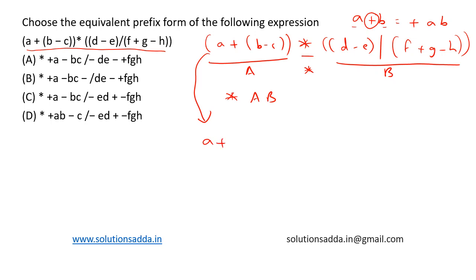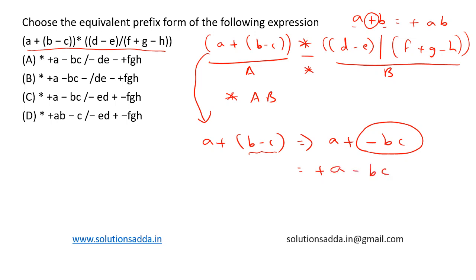Now let's consider the prefix for this A. So it will be A plus B minus C. Since this is having higher precedence, first we find the prefix of this. So we have A plus minus B C. This is a single term. Now the prefix of this would be plus A minus B C. This would be the A term. So initially it would be star A. So this is equal to star plus A minus BC.